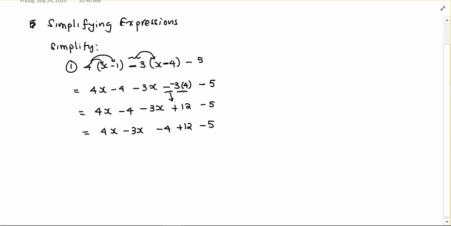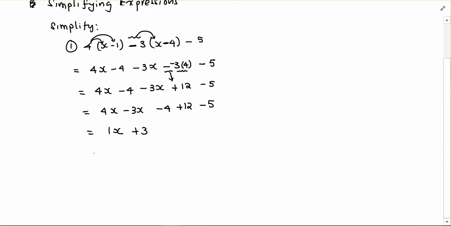And so to combine these, we will add or subtract the coefficients. So 4 minus 3 is 1. And then over here, these numbers, we just add or subtract them from left to right, following the order of operations. Negative 4 plus 12 is going to be 8. 8 minus 5 is going to be 3. And inevitably, someone's going to ask, do I need the 1 in front? And the answer is no. This is the same as saying x plus 3. And in fact, that's the preferred answer.